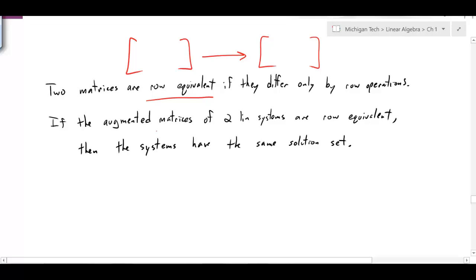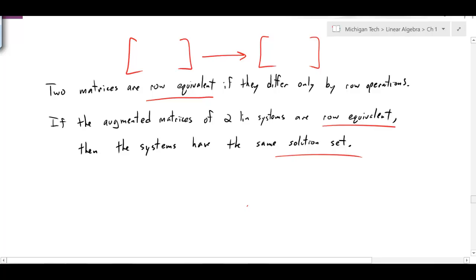And then it says if the augmented matrices of two linear systems are row equivalent, then the systems have the same solution set. So all this says is that I'm allowed to do these row operations to find an easier system, and I'm not changing the solution set.